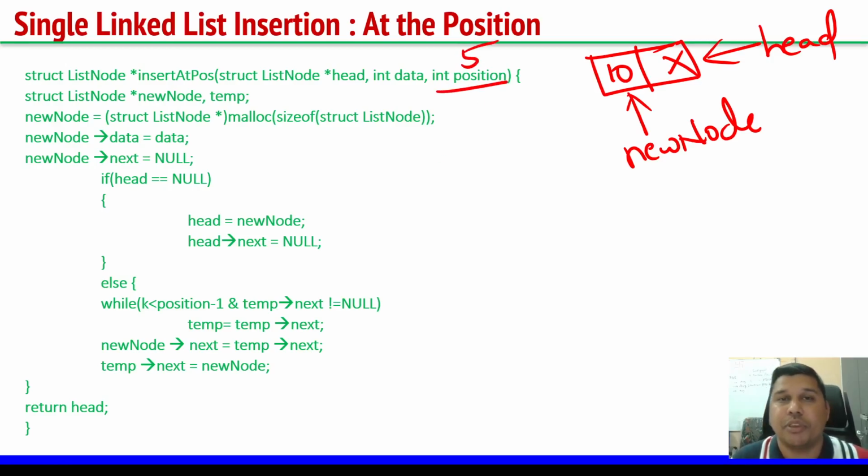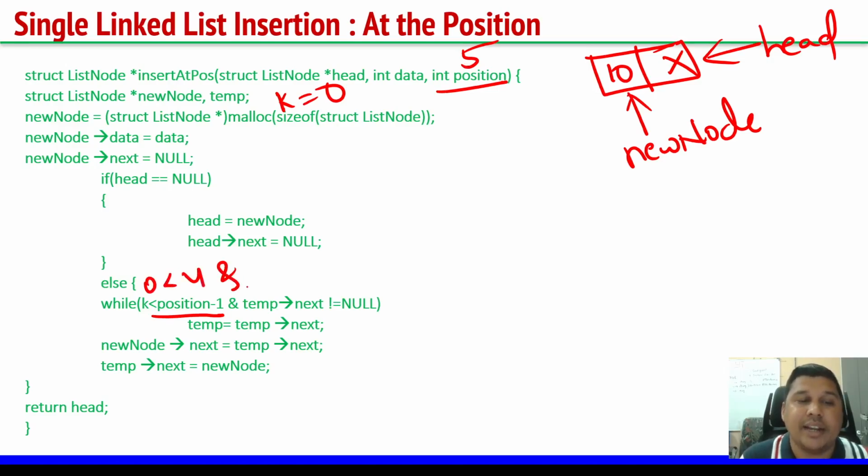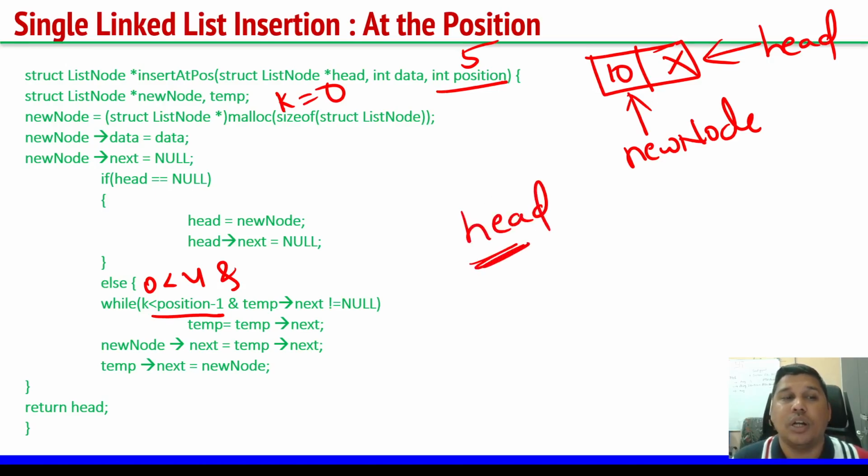You want to insert an element at location 5. See, while k less than position minus 1. K is some variable with 0. So what is the position given to us? 5. So 0 less than 4 and temp next not equal to null. Temp is also pointing to head.